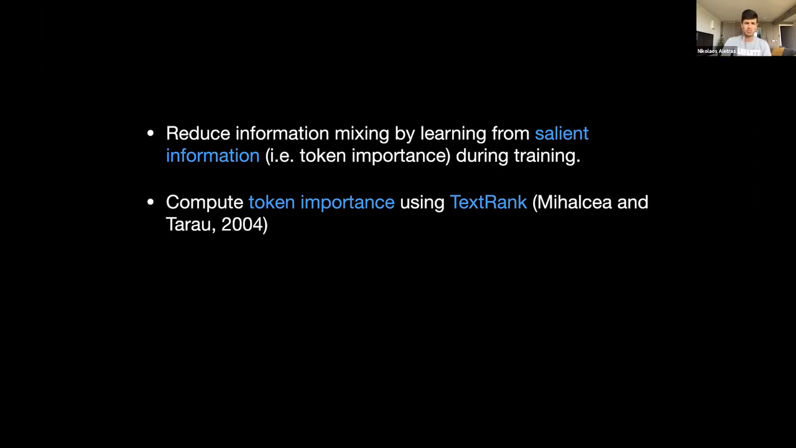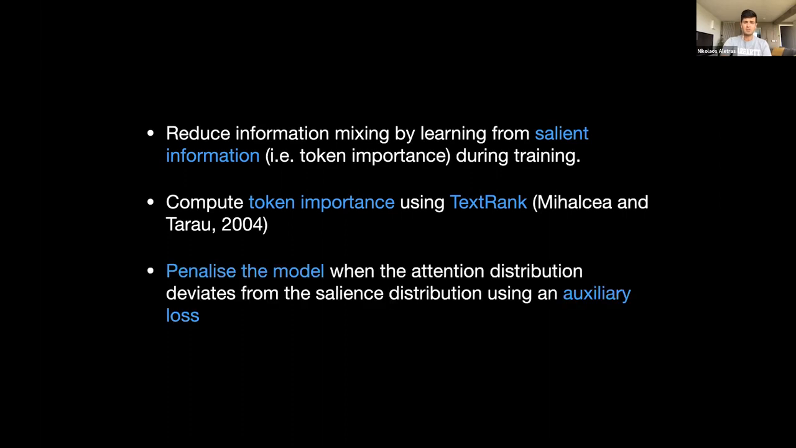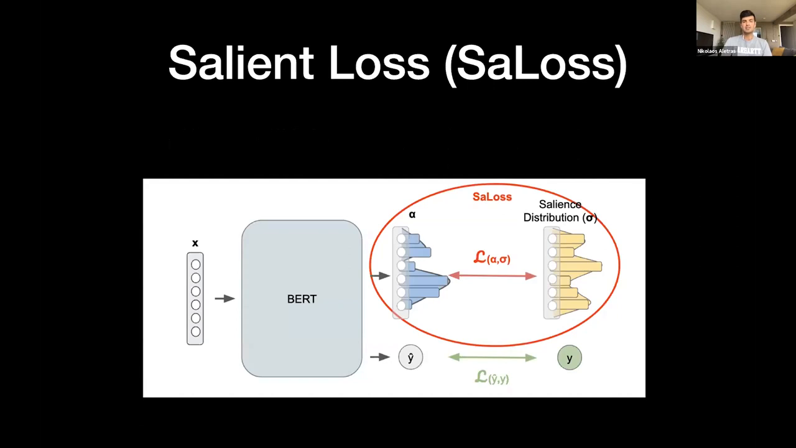It's quite widely used in natural language processing for keyword extraction. So the idea here is to penalize the model when the attention distribution deviates from the salience distribution using an auxiliary loss during fine-tuning. So the idea is this. We have a standard classification loss. You have your favorite transformer here, the input.